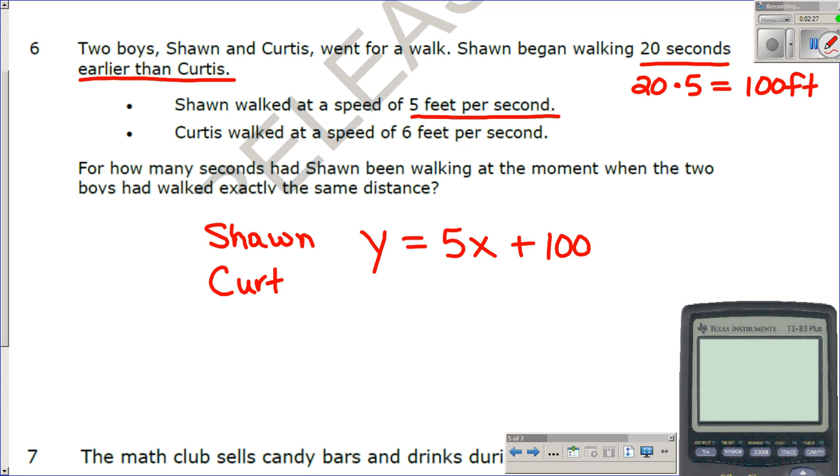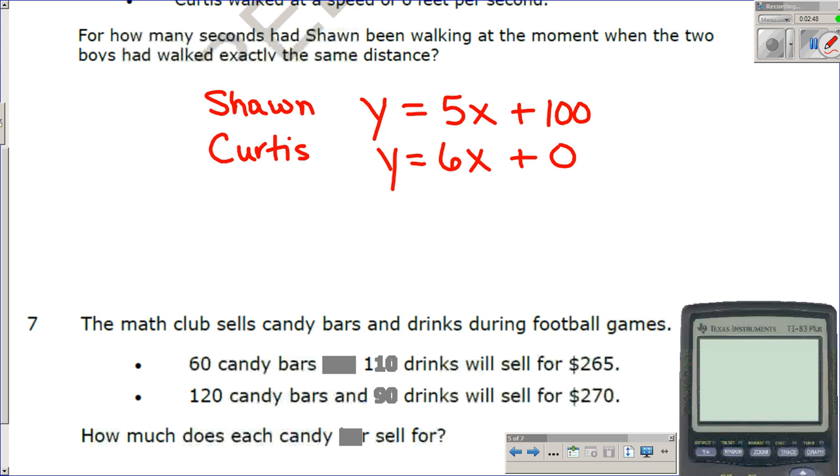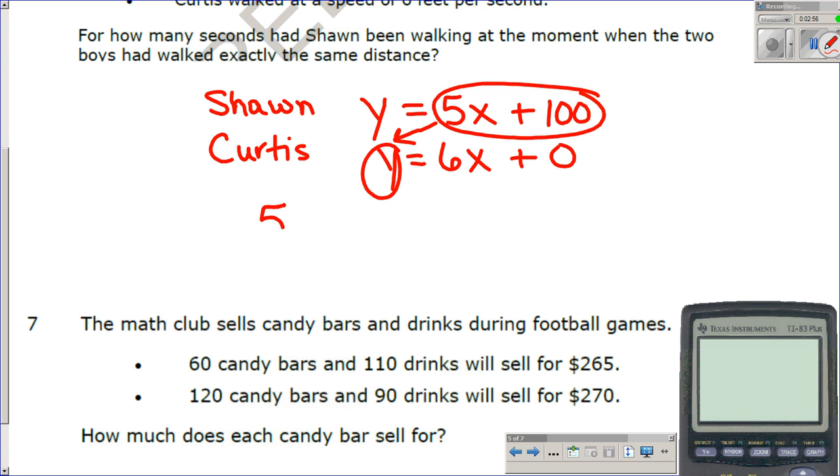Curtis, his equation is just going to be y equals 6x, 6 feet per second. If you need to see a y-intercept, his y-intercept would be 0. Again, this is because Sean has the head start. We are trying to see when the two students will be at the same distance, so we are going to set Sean's equation equal to Curtis's equation. So we are going to write the equation 5x plus 100 equals 6x plus 0.